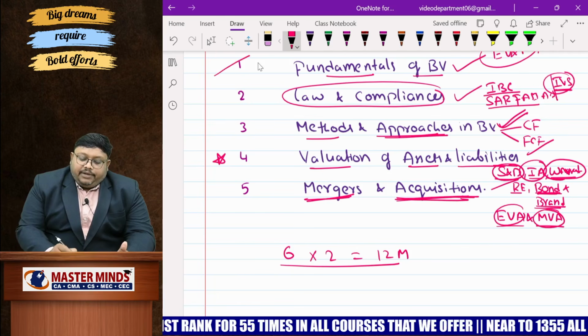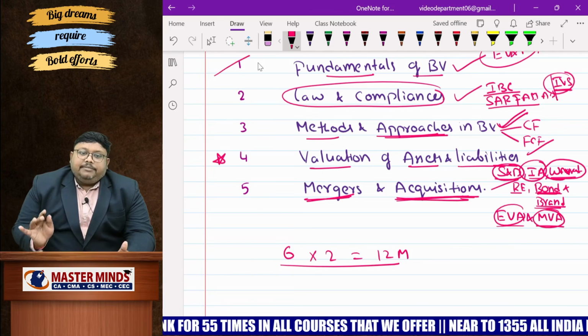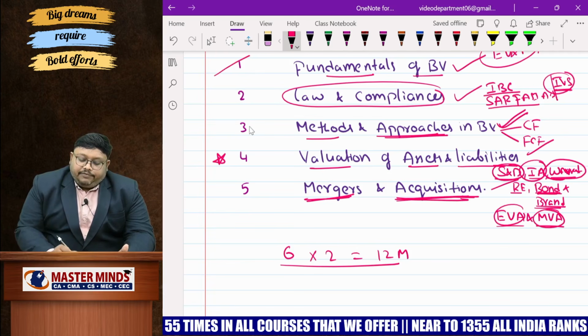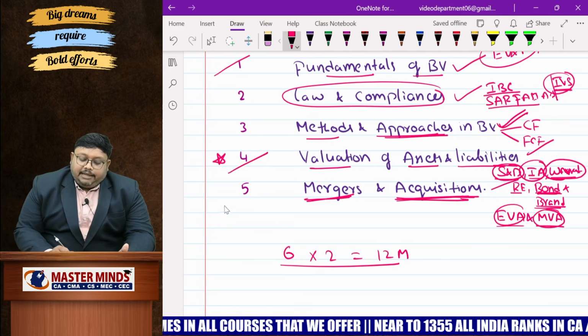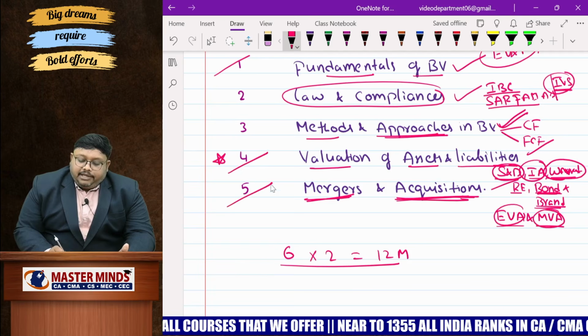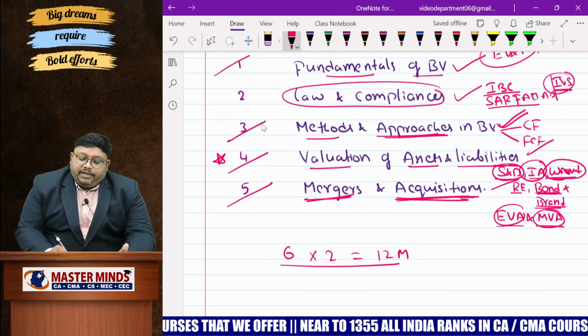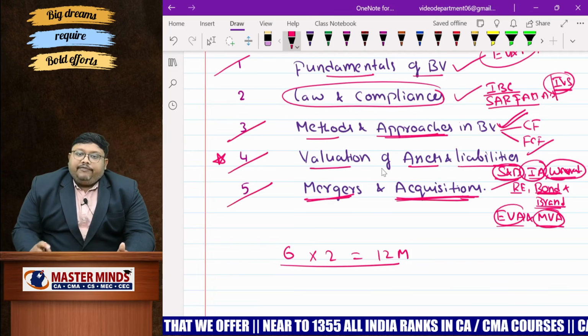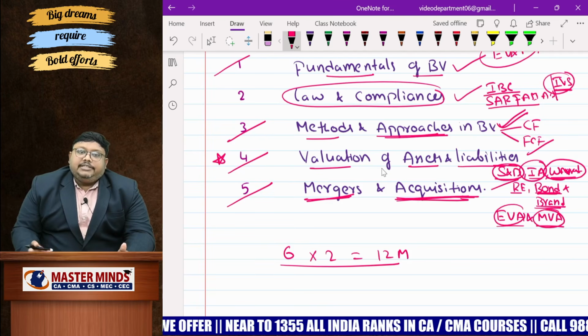Coming to here, we have only 5 topics. Most importantly, first priority you have to give to valuation of assets and liabilities. Second is mergers and acquisitions. Third is methods and approaches. Definitely, a total of 314 marks are in your hand.